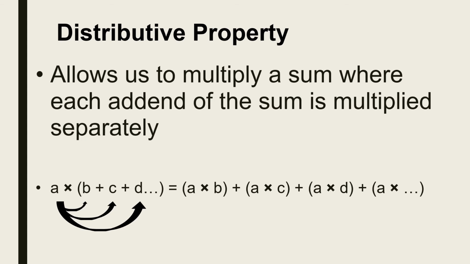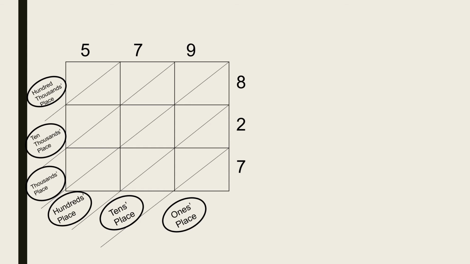Now for the behind the scenes. In order for us to understand how the lattice method works, we need to know the distributive property. And this is a property that allows us to multiply a sum where each addend of the sum is multiplied separately. So below, A is being distributed to a sum with addends B, C, D, and so on and so forth. The answer is obtained by adding quantity A times B plus quantity A times C plus quantity A times D, and so on. Now back to our original problem.